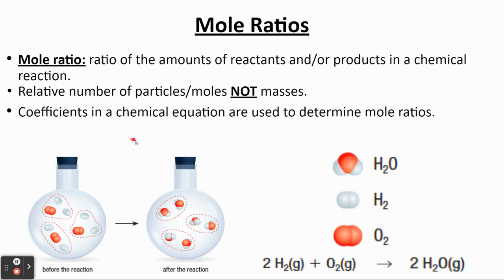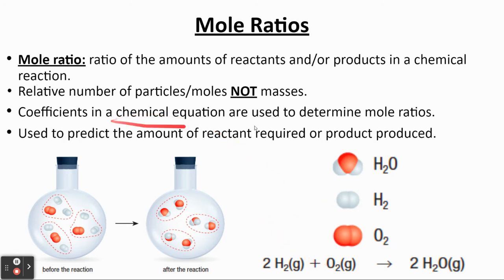And so where do we determine those ratios from? Well, we use the coefficients in the balanced equation, right? So as I said before, 2-to-1, that came from the coefficient in the balanced equation. That's how we determine our ratios. And then you can use those ratios to predict how much reactant would be required to make a certain amount of product, or how much product can be made from a certain amount of reactant.